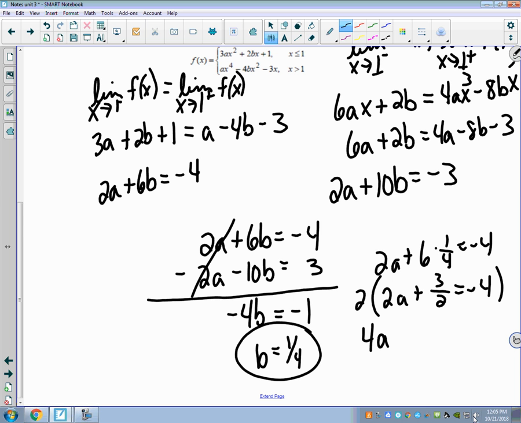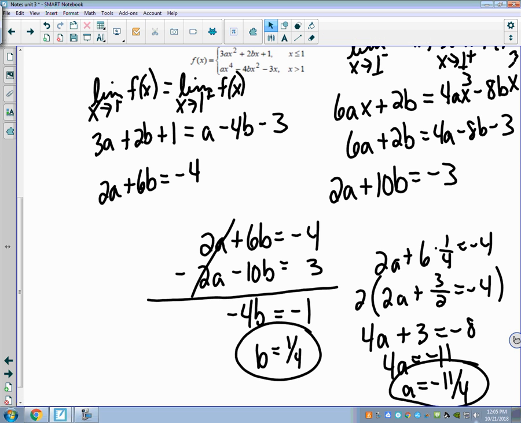I don't know. You have a calculator here. You could do what you want here. I just reduced 6 over 4 to 3/2. I'm going to multiply everything by 2 just to save my fractions for the end. So I'm going to say 4a plus 3 equals negative 8. So then I subtract 3 and get negative 11.